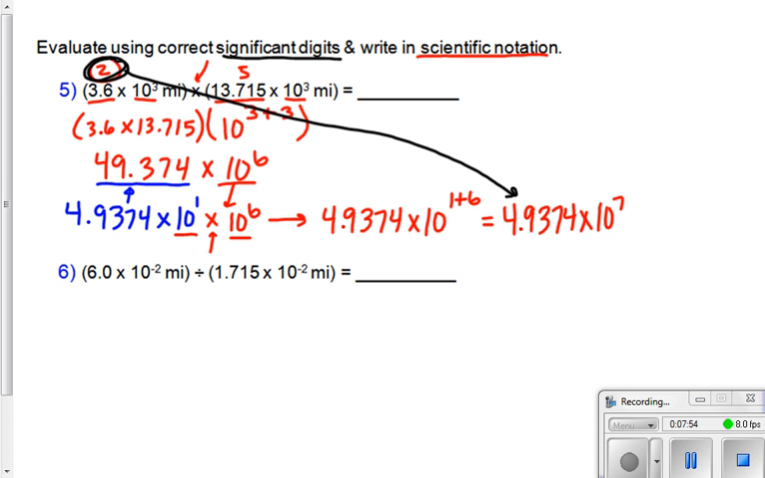So I would look at, well, here's my first significant digit, 4. Here's my second. Those are my 2 significant digits. Look at the number behind. The 3 would round down. So our answer here would be 4.9 times 10 to the 7th. We multiplied here. This would be miles squared.